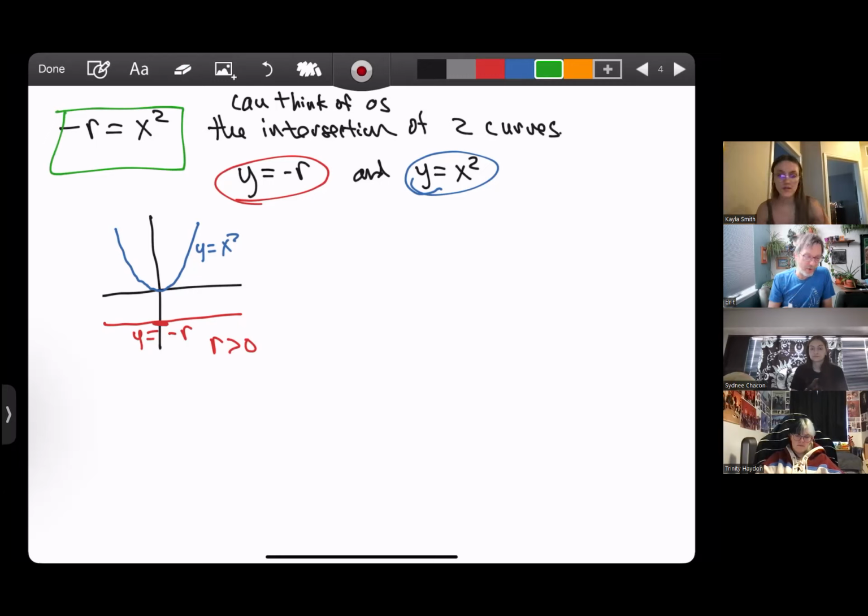Cool. So the R knob controls that line. I've got this horizontal line and it moves up and down. Right now, when R is greater than 0, what are the places where it touches? Well, nowhere, right? So there are no intersections here. And what that means is that there are no solutions to that equation, so no equilibria.